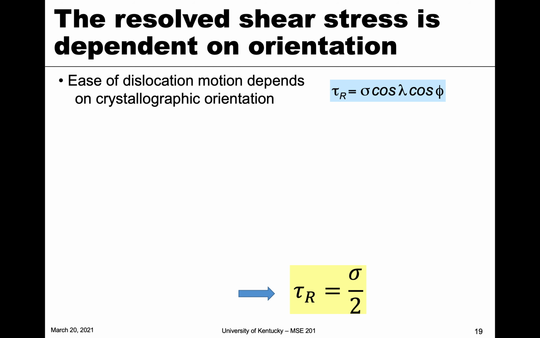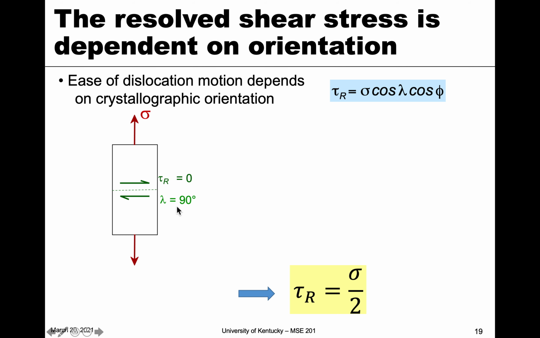All right. So this resolved shear stress is going to be dependent on orientation, right? The angle between those planes and so forth based on this equation. So it will depend on the crystallographic orientation in those cases. So I want to look at a number of scenarios here.